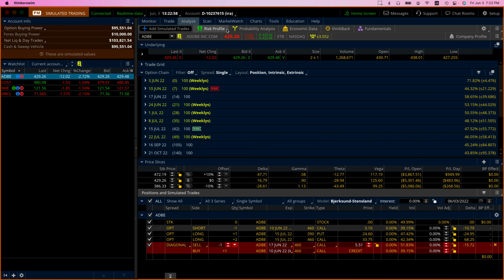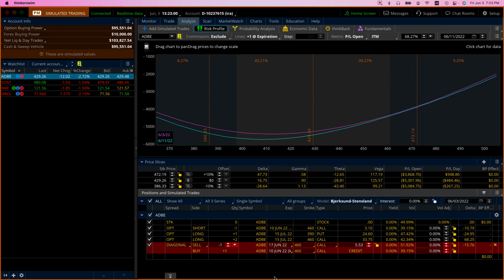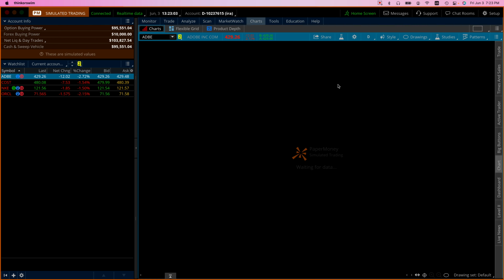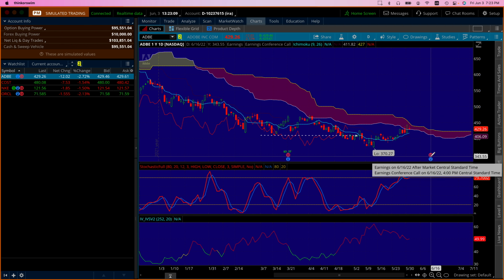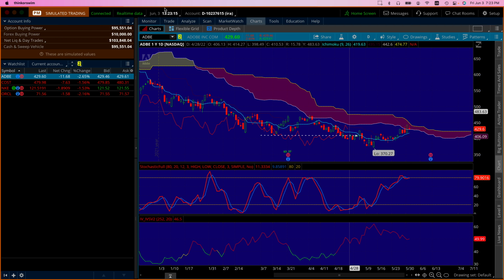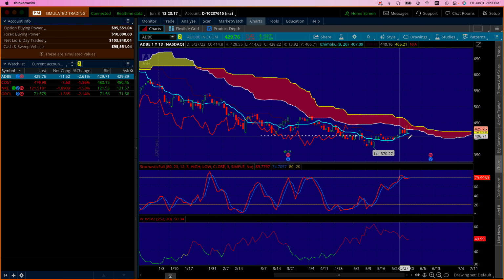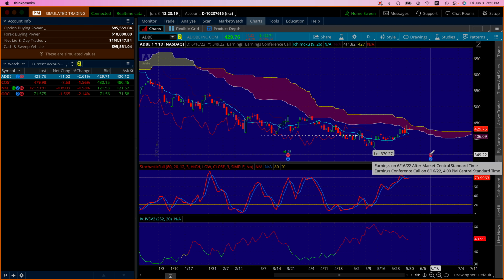Not much. We could actually close this position. There's not much point in doing that. Let me see what the trade looks like. We have earnings coming up here on the 16th. Yeah, I think we should close this position at this point because earnings are coming up.